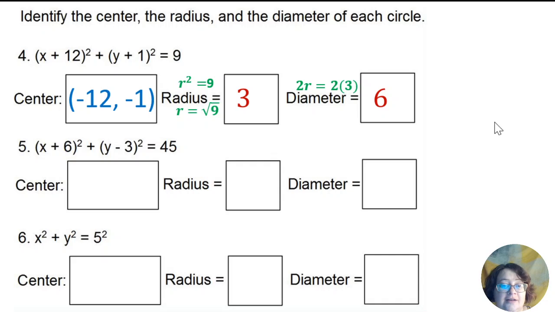All right. Give yourself a pat on the back if you got that right. If not, that's okay. We can still have time to practice. So pause it again right here. Do number 5, and then hit play when you're done.